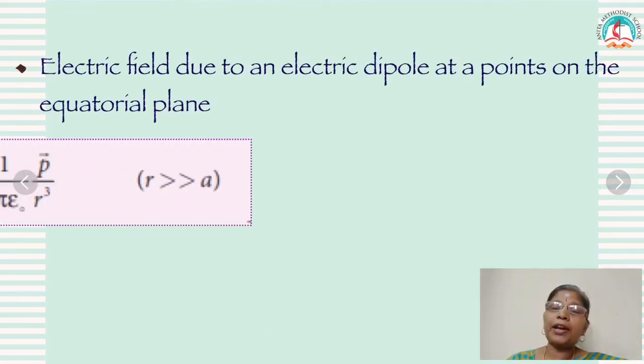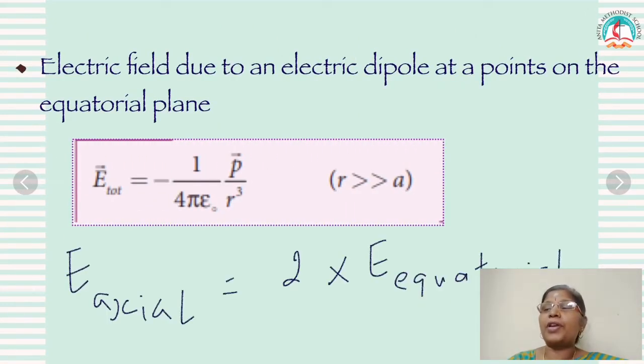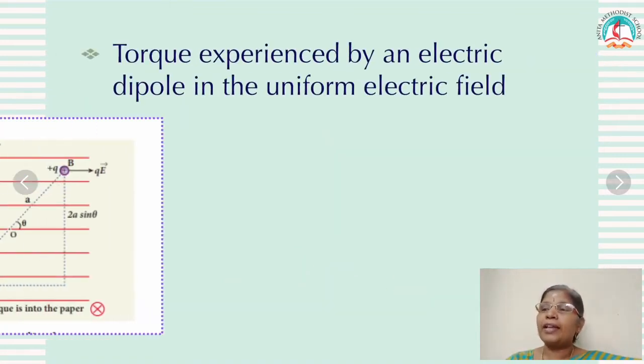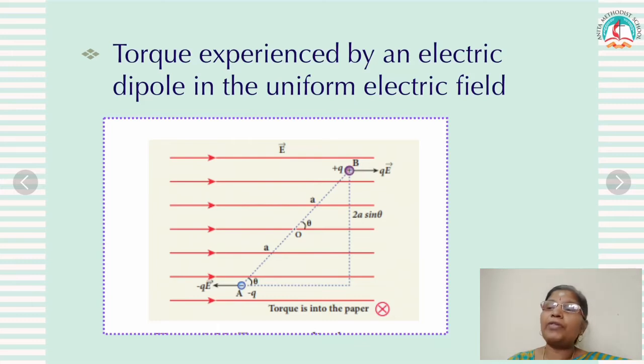Along the equatorial line, you are calculating E value equal to minus 1 by 4 pi epsilon 0 times p divided by r power 3. This is the relation between E axial and E equatorial: E axial is 2 times E equatorial. The next one is calculating the value of torque experienced by the dipole in a uniform electric field.